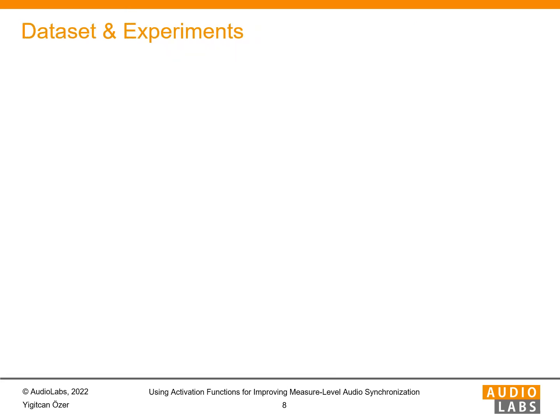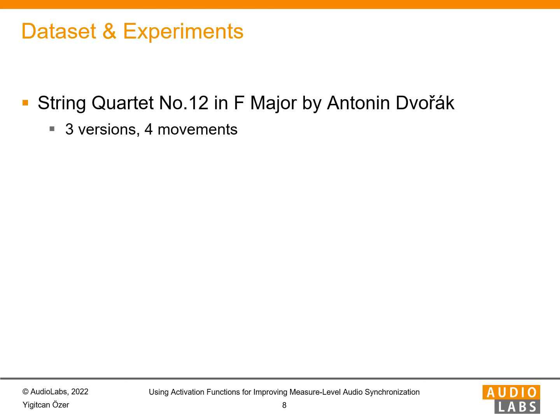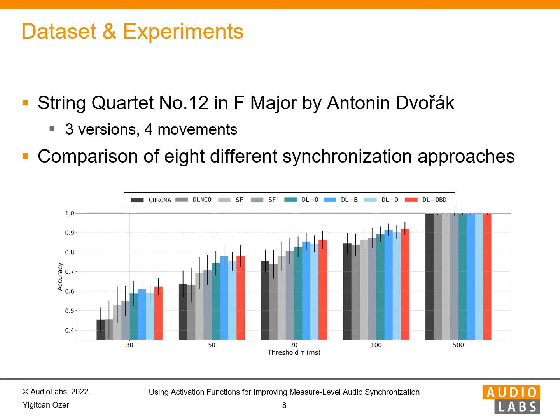Our dataset comprises three different versions of the String Quartet No. 12 in F major by Antonin Dvořák, which has 4 movements. Here we compare 8 different synchronization approaches, and the experimental results indicate that the combination of DLO, DLB, and DLD, denoted as DLOBD, outperforms the conventional methods and the DL-based methods.